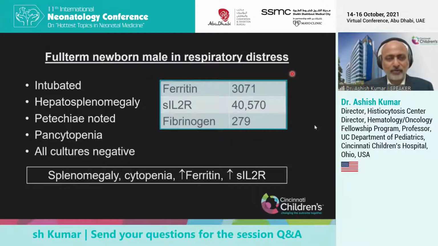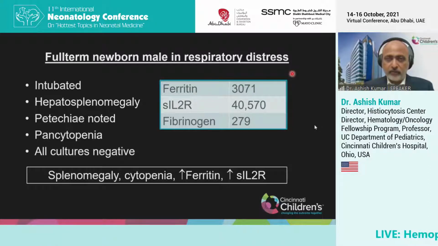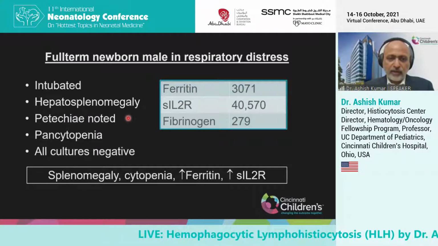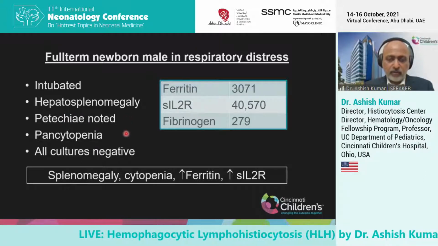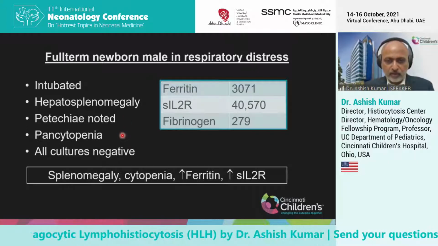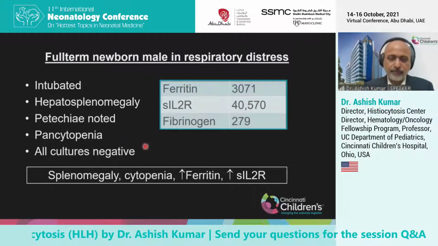So we got a call from the newborn ICU, our NICU, saying that there was a full-term baby male who was born and found to be in respiratory distress, and was very difficult to revive, and eventually ended up having to be intubated. And they found that there was a massive liver and spleen enlargement, also noted to have petechiae, and that led to the CBC, which showed the baby had pancytopenia. And so they suspected sepsis. All cultures were drawn and antibiotics were given, but it made no difference, and the cultures were negative.